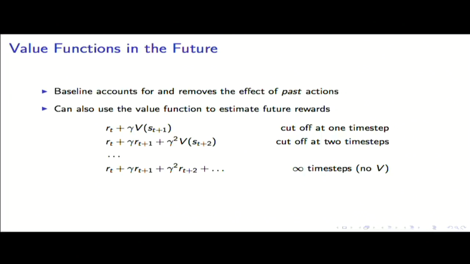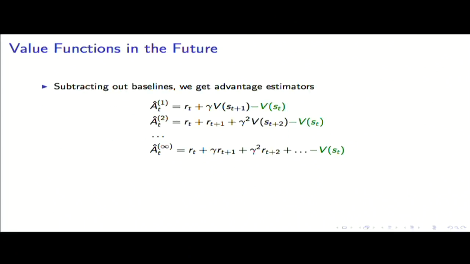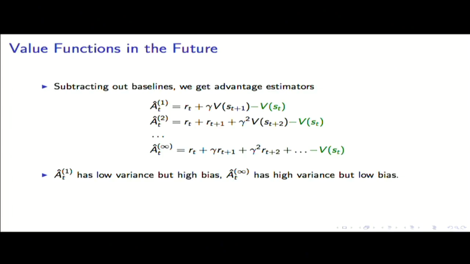Here we're writing down a bunch of different estimators of the returns. Those were just estimators of the returns, but now we can write down estimators of the advantage function. So we subtract out the baseline. These are biased estimators of the advantage function because of this discount factor, though they're unbiased estimators if we're looking at a gamma discounted return. So the first one is low variance but high bias, and the one with infinity time horizon has high variance but low bias.